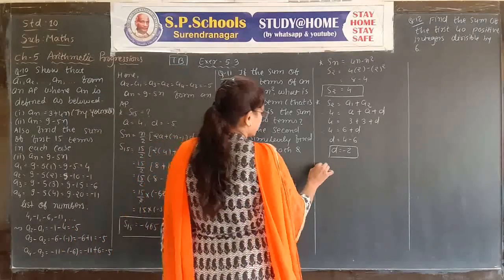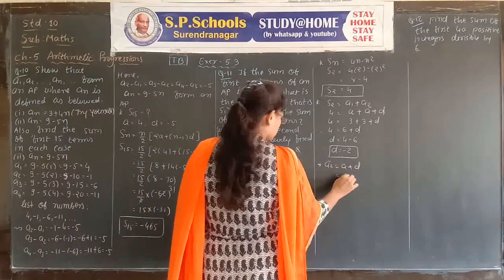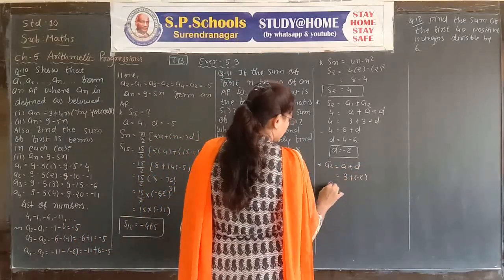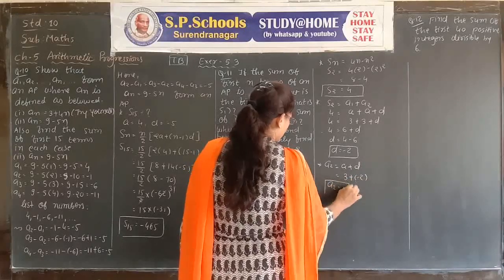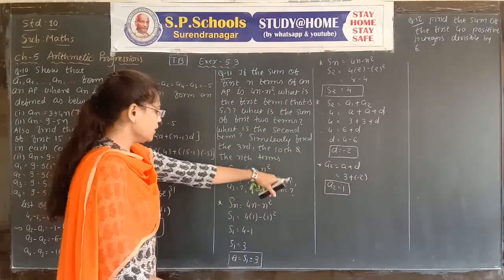The second term means A2. A2 is equal to A plus D, where A is 3 and D is minus 2, and we get A2 is equal to 1. Hence the second term is obtained here. A is here, A2 is here.